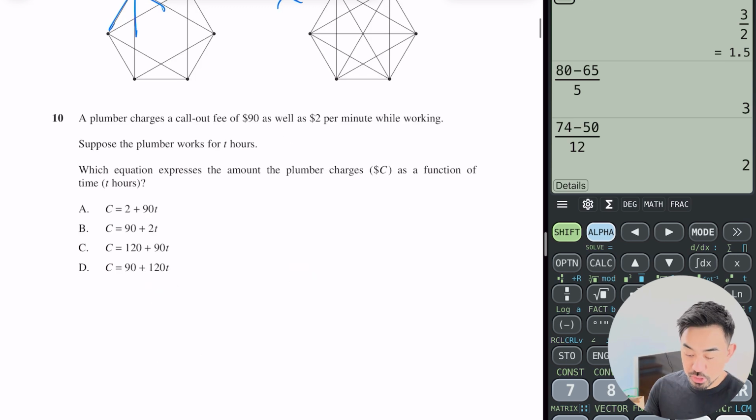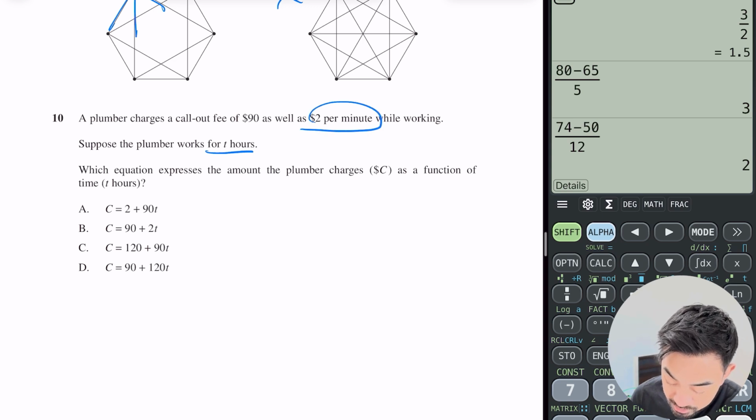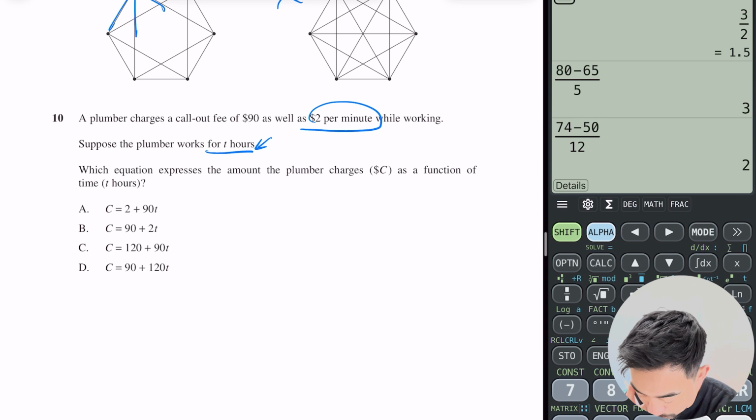Question 10. A plumber charges a call-out fee of $90 as well as $2 per minute while working. Suppose the plumber works T hours. Which equation expresses the amount the plumber charges as a function of time? Okay, so the thing that caught my eye was this $2 per minute, and this one says per hour. So you've got to be careful with that.